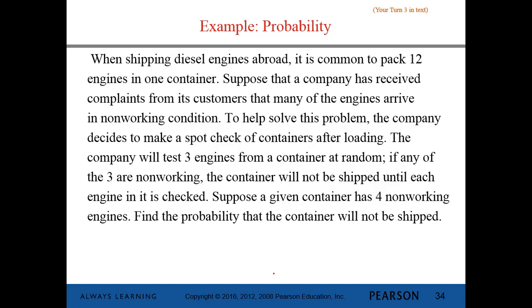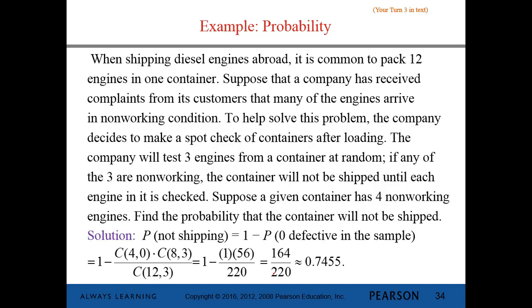Now, does order matter in this case? The answer is no. Order doesn't matter. And again, I'm assuming that they're choosing the three engines at random, and then they're going to test all three engines. So that's going to be the setup. We're going to be dealing with combinations.